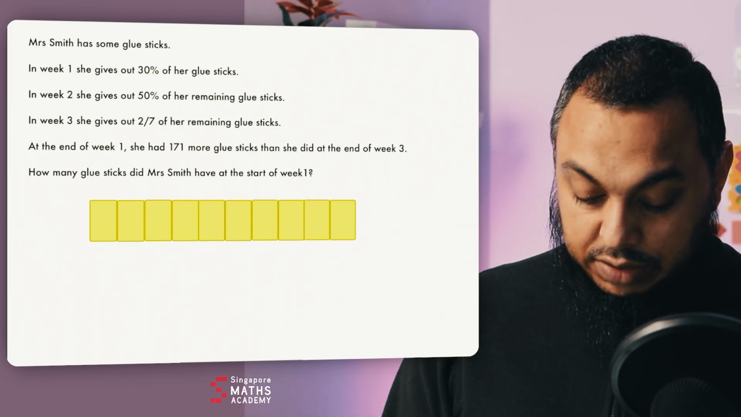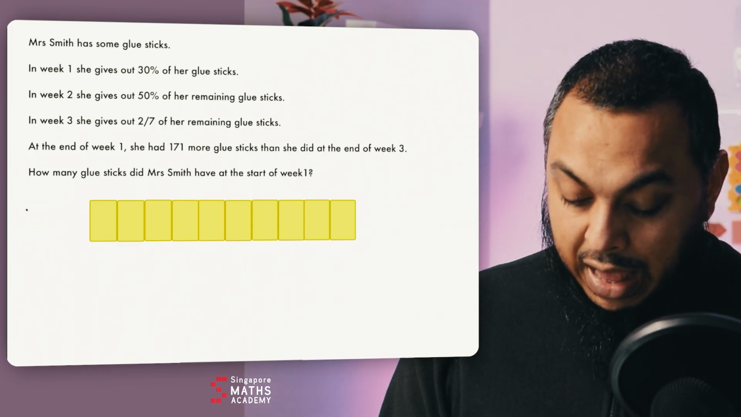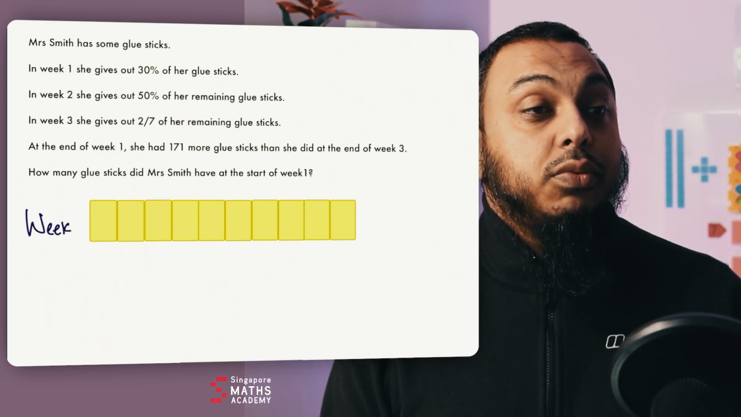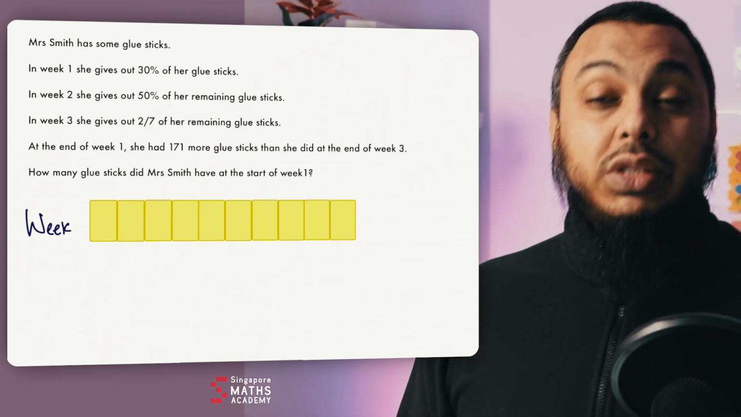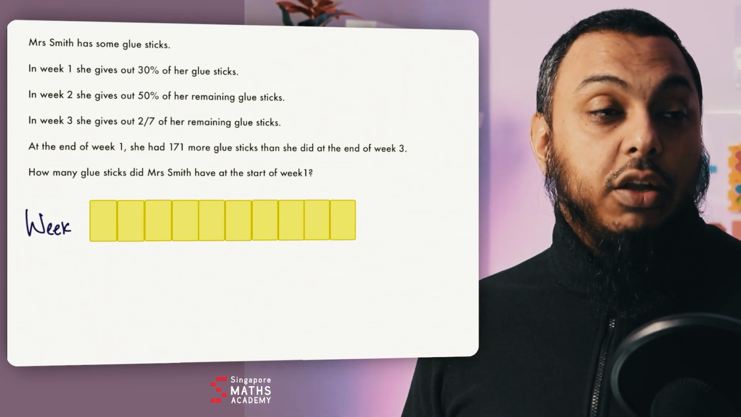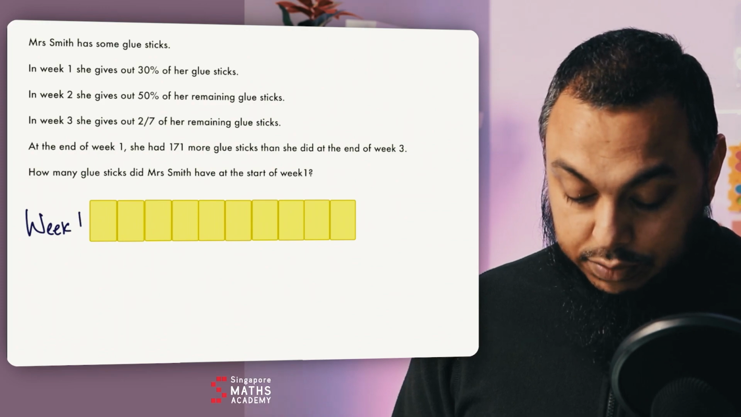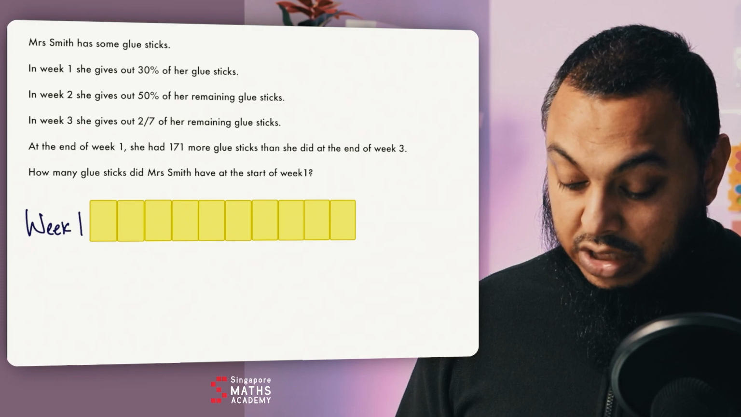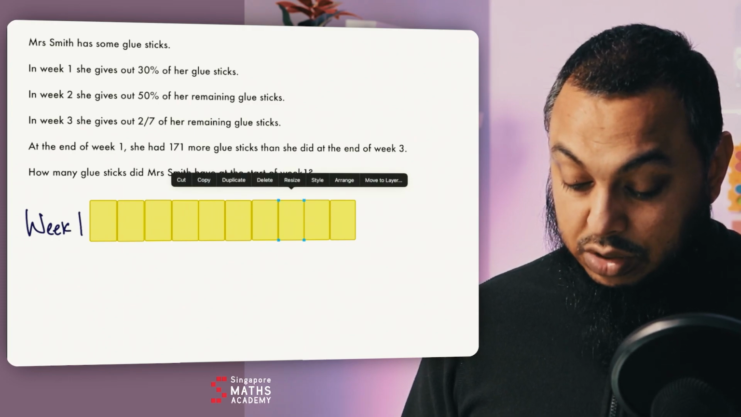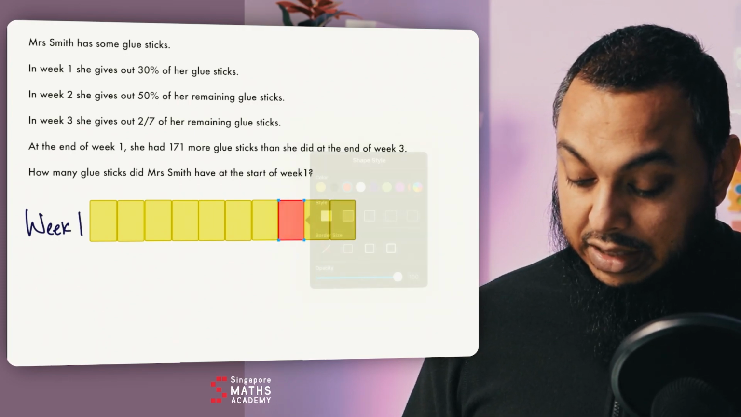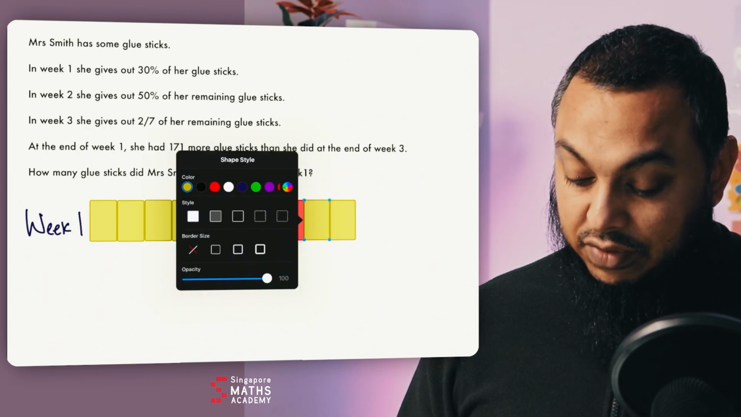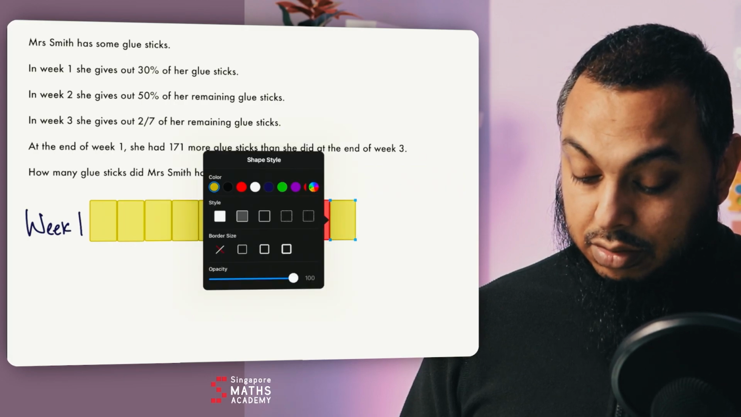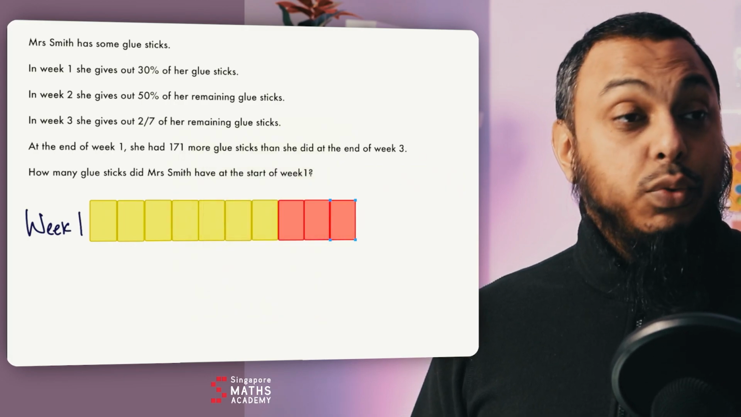So what I've done is I'm going to write week 1 here. And I've just drawn a bar model that has 100%, which means the full amount of the glue sticks she had from the beginning of week 1. And I know she gives out 30%, right? So she gives out these 3 10%, which makes 30%. I'm just going to highlight that as red so that we know that she's given this out. And therefore we can see that she's got 7 lots of 10% left, which is 70%.